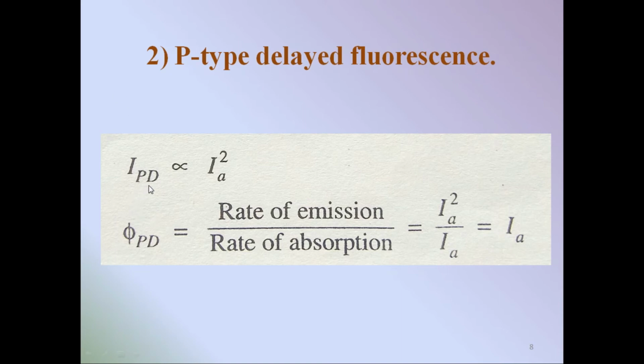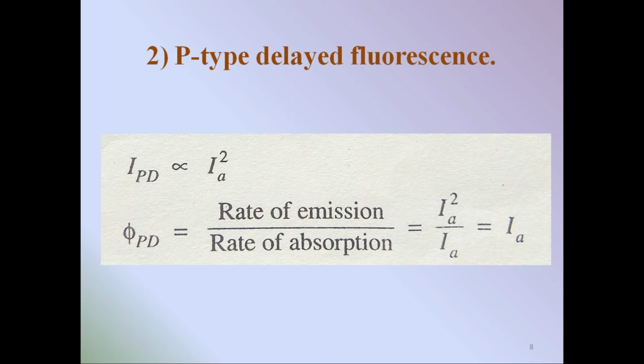Parker and Hatchard observed that the intensity of emission of delayed fluorescence, that is I_PD, where PD indicates P-type delayed fluorescence, is proportional to the square of the intensity of absorption of exciting light, that is I_PD proportional to I_A squared, as shown in the first equation. So the quantum yield of P-type delayed fluorescence is the rate of emission upon the rate of absorption, which is equal to I_A. Thus, P-type delayed fluorescence has a linear dependency on the intensity of absorption I_A.